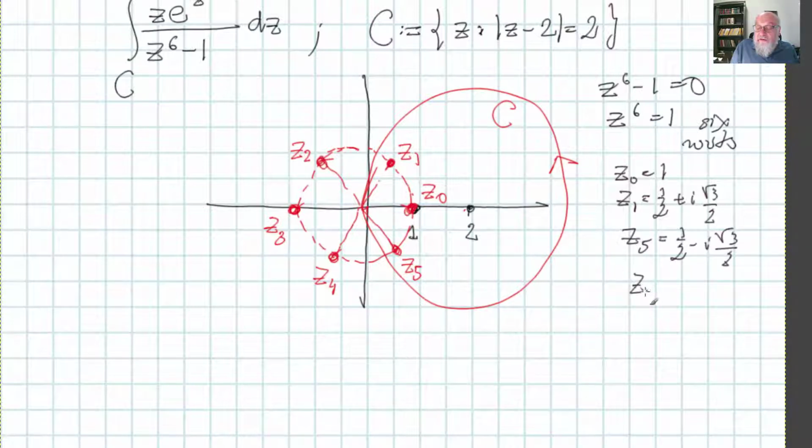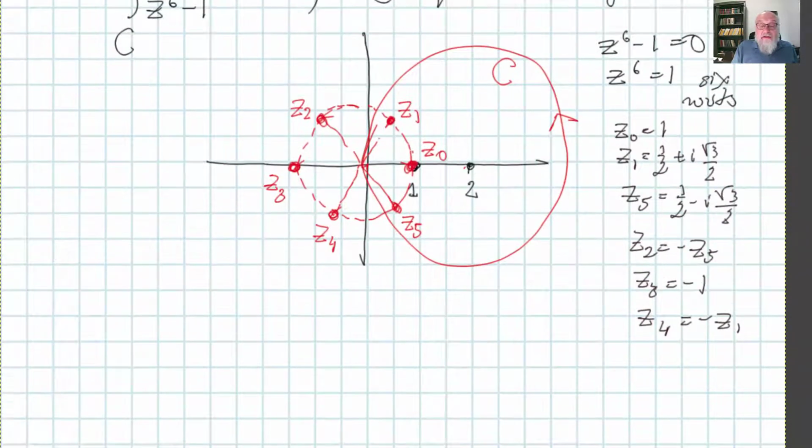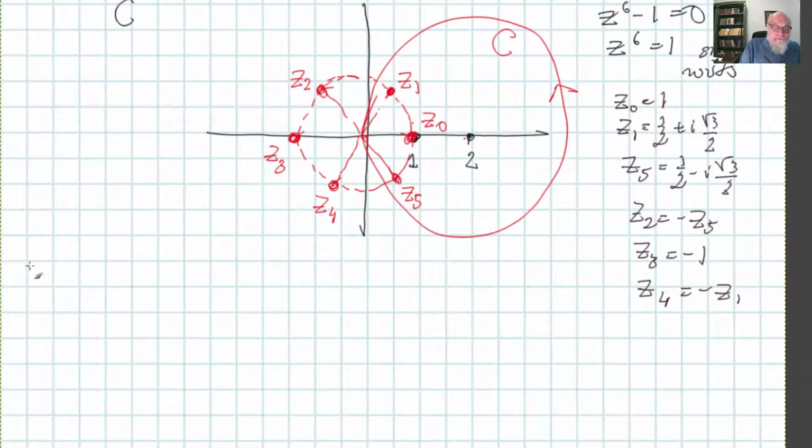And then of course you have here Z2, which is equal to minus Z5. And you have here also Z3, which is equal to minus 1. And you have Z4, which is equal to minus Z1. So all the roots are identified. So now we can just simply write the answer. Let's write the answer. Therefore, you just simply apply the Cauchy residue theorem.